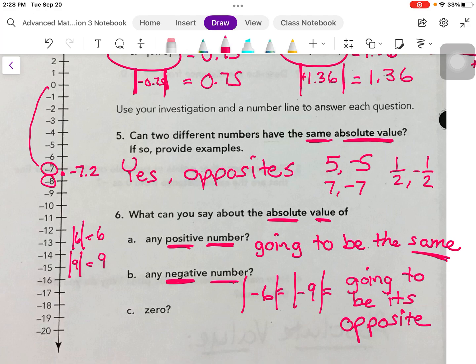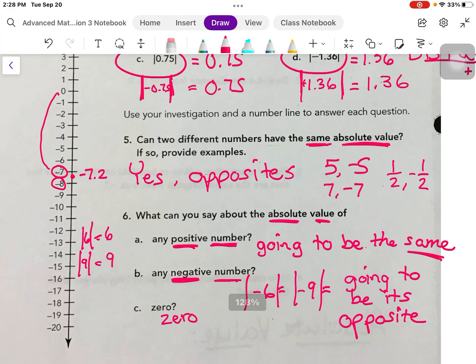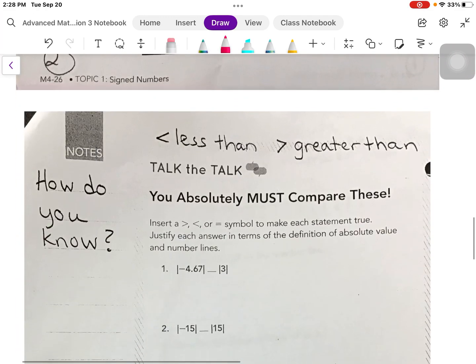And what do you always know about the absolute value of 0? Well, it's 0, because 0 doesn't have to travel. It is the place that people want to get to. So 0 is itself, and it doesn't have an opposite. All right, turn the page.